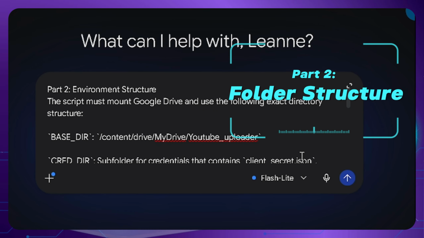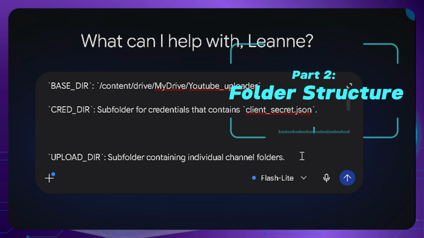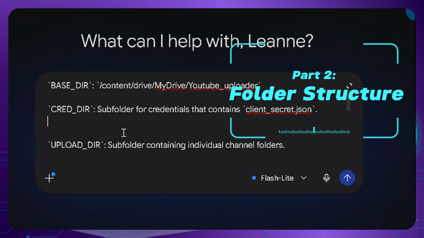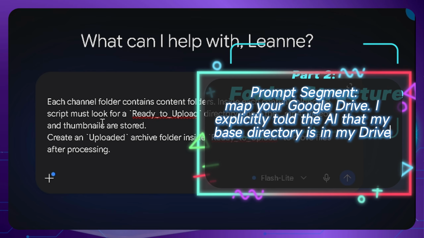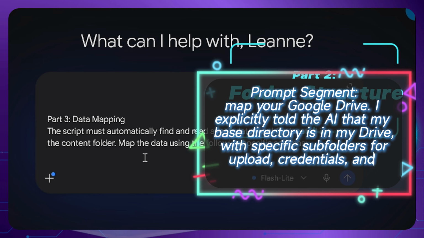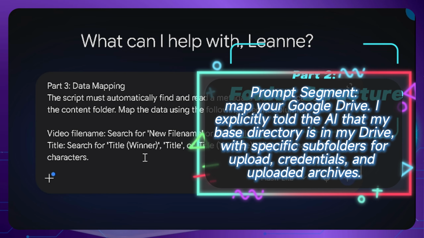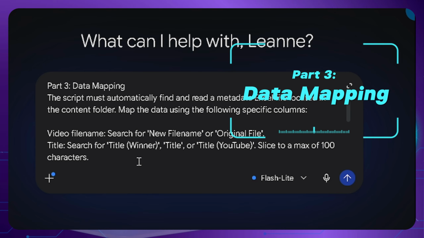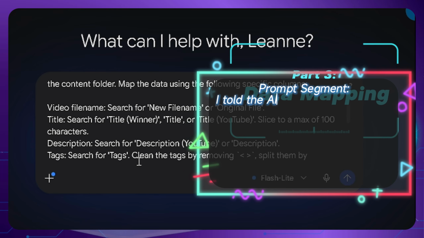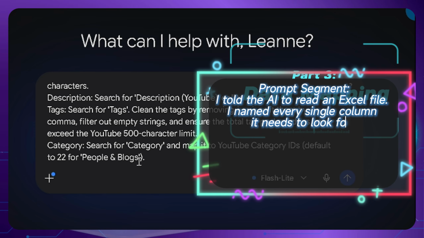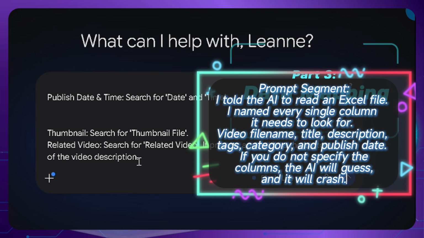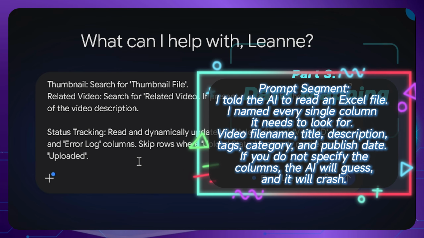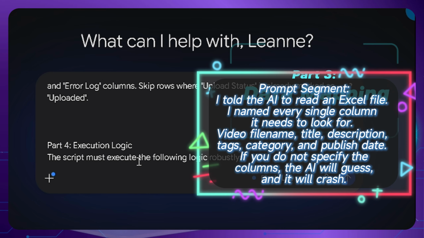Part 2 is the environment structure. You cannot just ask for a script. You have to map your Google Drive. I explicitly told the AI that my base directory is in my drive, with specific subfolders for upload, credentials, and uploaded archives. Part 3 is data mapping. This is crucial. I told the AI to read an Excel file. I named every single column it needs to look for. Video file name, title, description, text, category, and publish date. If you do not specify the columns, the AI will guess, and it will crash.